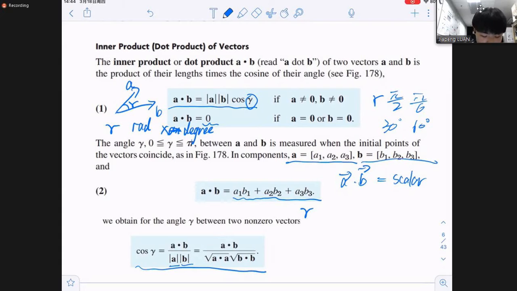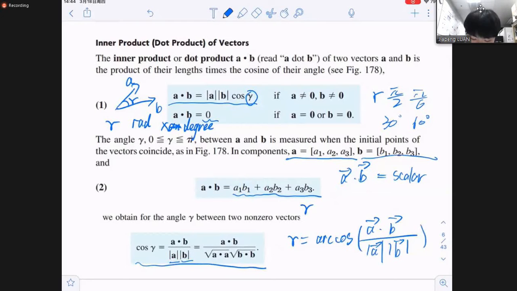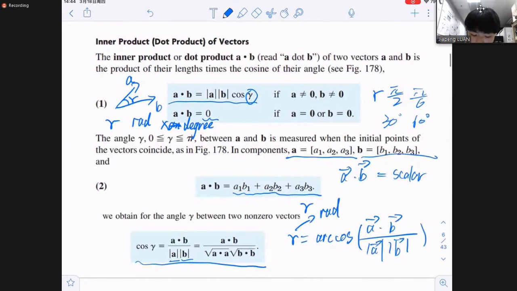If you want to know how large the gamma is, then gamma is actually arc cosine of that. Also remember that this is in the unit of rad. If they want you to calculate this in degrees, you have to turn this into degrees. For example, if you have calculated that gamma is pi over 6, then you need to say that this is 30 degrees. Okay.